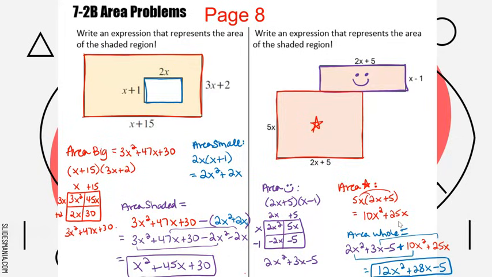Then to find the area of the whole shaded region, we're going to add those two areas together. When we add, we don't really necessarily need parentheses around our polynomials because distributing them one doesn't change anything. So we just worry about combining like terms, which gives us 12x squared plus 28x minus 5.